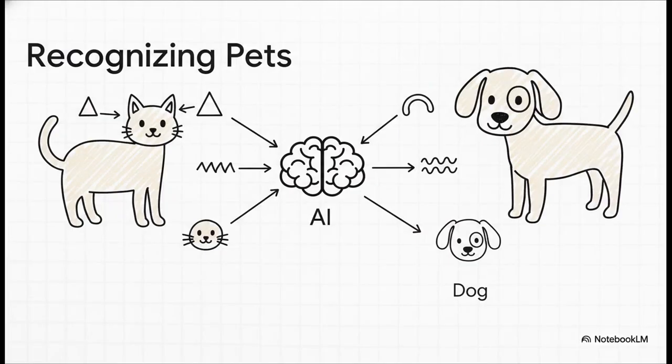Let's try another classic one, telling a cat from a dog. The features here are all the little visual clues, right? Like the shape of the ears, are they pointy or floppy, the length of the fur, the size of the tail. And the label is super simple, cat or dog. The AI just churns through thousands of pictures, learning which set of features almost always means it's looking at a dog and which set means it's a cat.